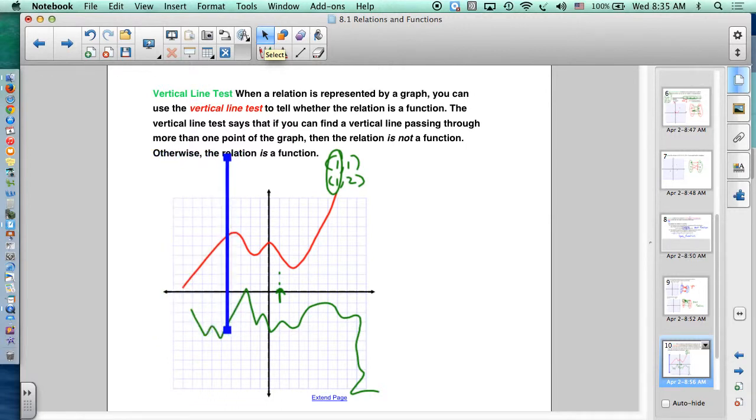The line touches the graph at one point at any given time. It's never touching the line twice. That red line would be a function.